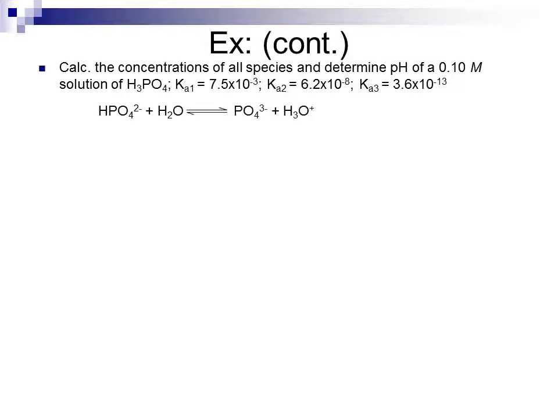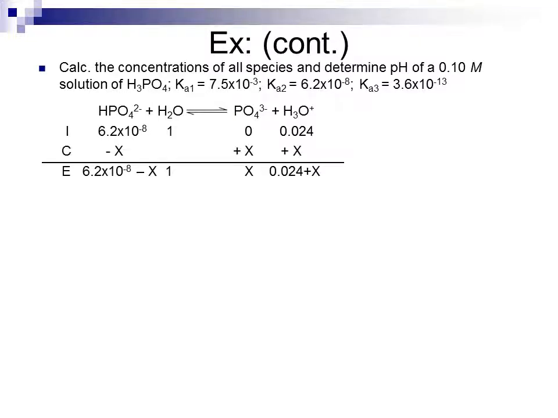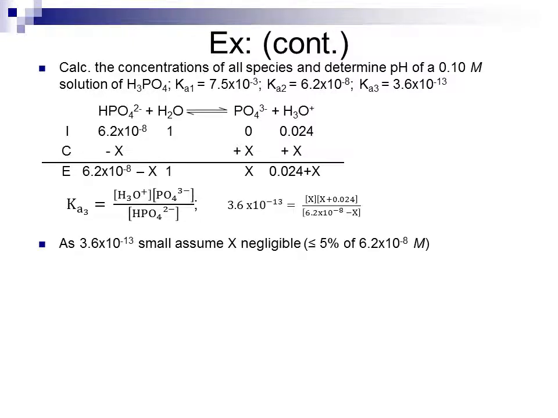Moving on to the final step, calculating the concentration of PO4 3-, the final ionization stage. HPO4 2- ionizing to PO4 3-. Initial concentration is 6.2 × 10^-8 for the HPO4 2- and 0.024 for the hydronium. We have the same changes as before, giving us the equilibrium expression. Plugging that in, 3.6 × 10^-13, the new Ka for this process, is equal to x times x plus 0.024 divided by 6.2 × 10^-8 minus x. Once again, this is an even smaller number, so we can assume that x is negligible.